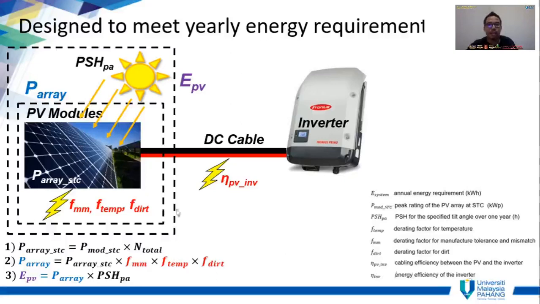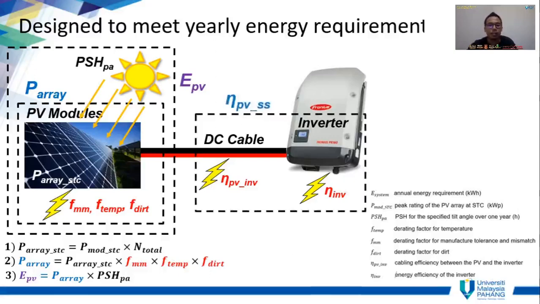Then we reach the inverter. The inverter itself has an efficiency, which, as I told you, may vary from 92 to 97%, and on average is sometimes 95%. These two combined form another equation, the efficiency of PV and SS. The efficiency of PV to SS is the multiplication of these two items.